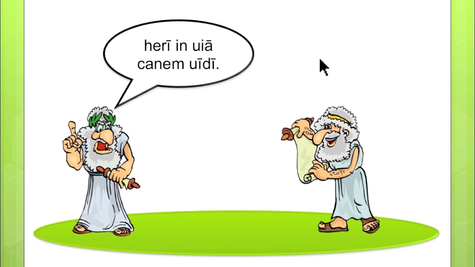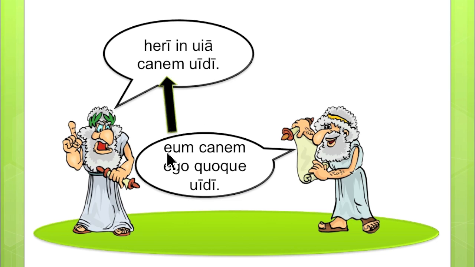The kindly poet then may respond, eam canem ego quoque vidi. Eam is the accusative feminine singular form of is, ea, id. Here it's agreeing with canem, and this means something like this dog or that dog. Ego, of course, means I. Quoque, you may remember, is the word for also. And vidi means I saw. So this means I also saw that dog, eam canem.